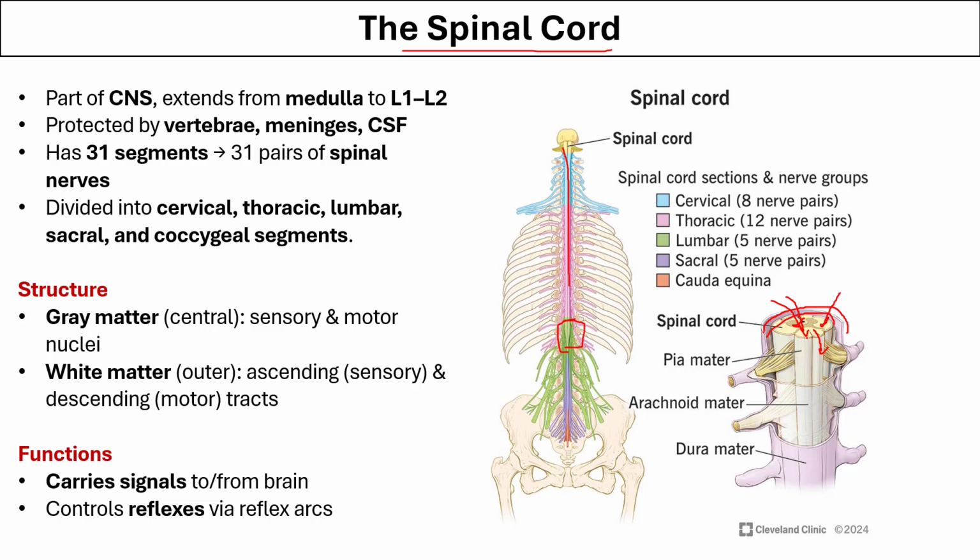The function is the gray matter processes the sensory and motor information, and the white matter is basically associated with conduction, just like the axons are associated with conducting information from one place to another. Overall, the spinal cord carries information to and from the brain to different parts of the body and controls the reflexes.